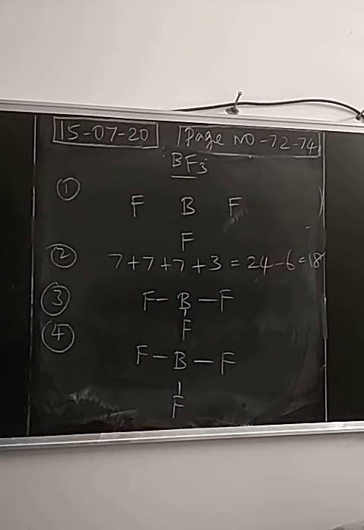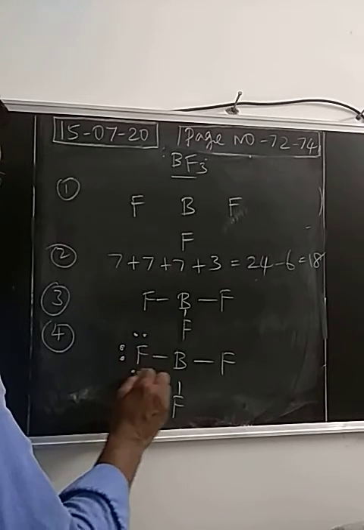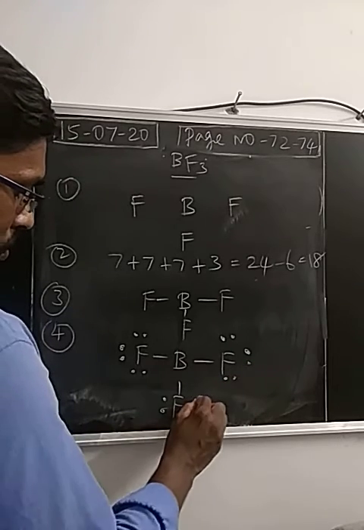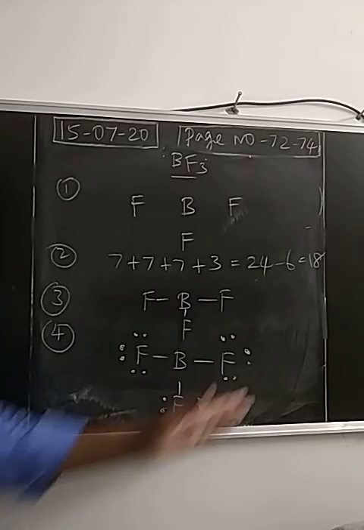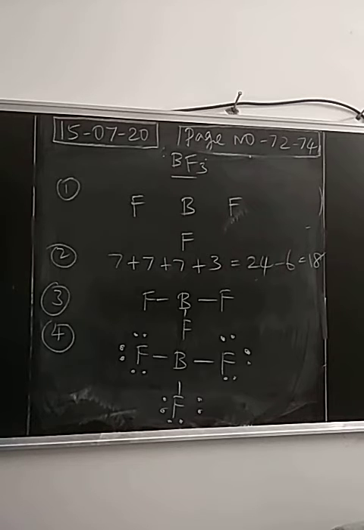place the remaining 18 electrons as lone pairs on the more electronegative atom. Which is the more electronegative atom here? Comparing with boron, fluorine is more electronegative in nature. So just place all the 18 electrons as lone pairs on fluorine. For each fluorine atom, 6 electrons are placed as lone pairs. So 6 plus 6 plus 6, totally 18 electrons. So all the 18 electrons are placed as lone pairs on the fluorine atoms, which are more electronegative in nature. Now what will be the fifth step?